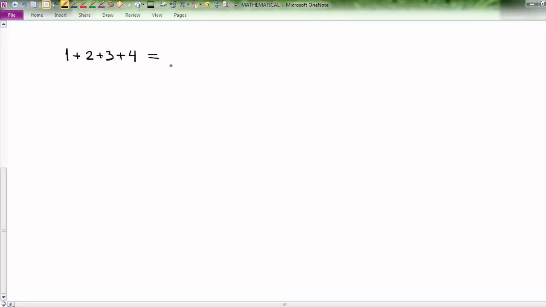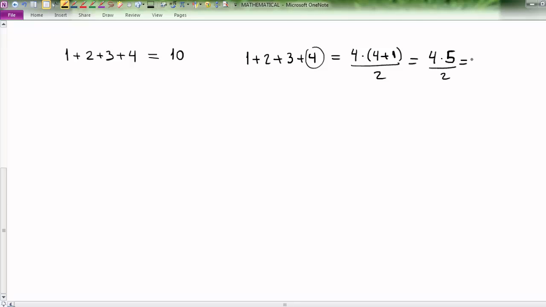For example, 1 plus 2 plus 3 plus 4 is equal to 10. Using the formula, we have 1 plus 2 plus 3 plus 4. This is a sum of numbers from 1 through 4. We take the very last number, which is n, that's 4 times 4 plus 1 divided by 2. That's 4 times 5. 20 divided by 2 is 10.